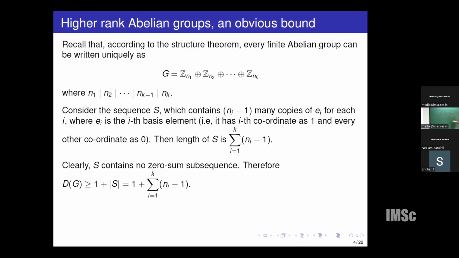So therefore, we see that this is a sequence which is zero-sum free. So therefore, the Davenport constant must be at least one more than this. So that's how we get the bound, and we call this constant mg, and we get that dg is greater than or equal to mg for all finite abelian groups.